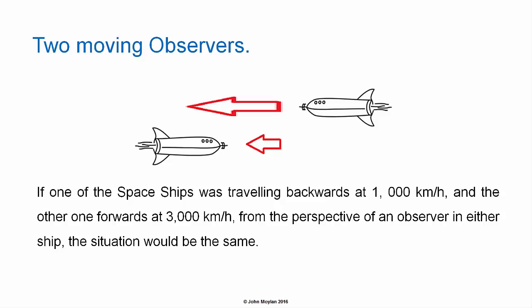If one of the spaceships was traveling backwards at 1,000 kilometers an hour and the other spaceship forwards at 3,000 kilometers an hour, from the perspective of an observer in either ship, the situation would be the same.